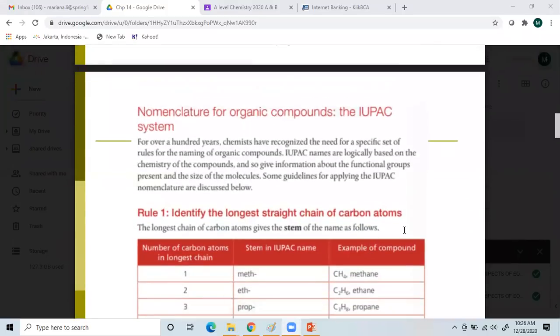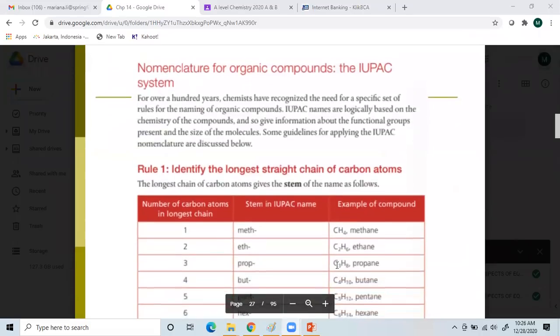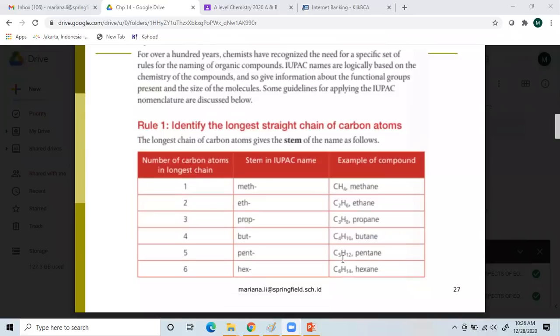Now we want to see the nomenclature of organic compounds using the IUPAC system. First of all, you should identify the longest straight chain of carbon atoms. If it consists of one C only, the name would be methane, 2 ethane, 3 propane. I hope you still remember the homologous series of alkanes. Could you continue after pentane 5, hexane 6, how about 7? It is heptane. 8 octane, 9 nonane, 10 decane. So if you find the longest chain consists of, let's say, 5 C's, the longest chain will have the name pentane.